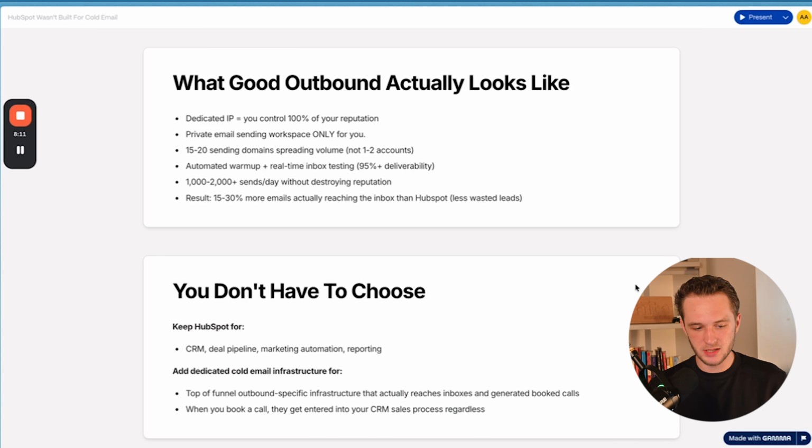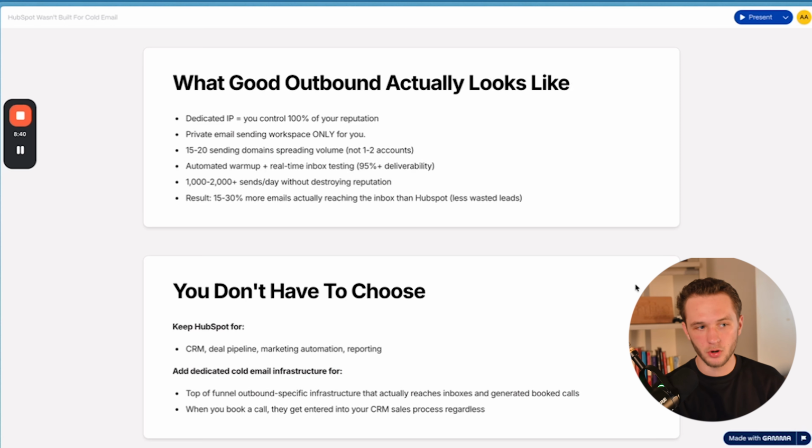And the beauty of this is that you don't have to stop using HubSpot completely. HubSpot, like I keep mentioning, is very good for CRM, deal pipeline management, marketing automation to warm leads. And that's going to increase the effectiveness if you only do that and no cold email on your HubSpot account. And then if you also add in dedicated cold email infrastructure that gets you cold leads to book a call, that's the optimal setup.